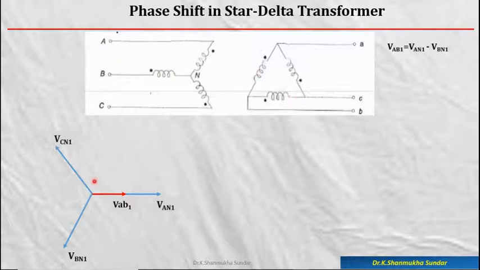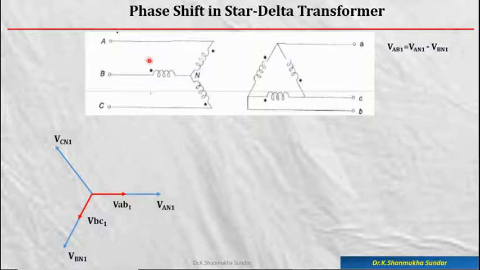So VBN we have already represented here. What is the corresponding phase voltage on delta side? It will be the voltage across this winding, that is VBC. So VBC is the voltage across this winding, and suffix 1 we will give for positive sequence. So VBC will be in phase with VBN1.